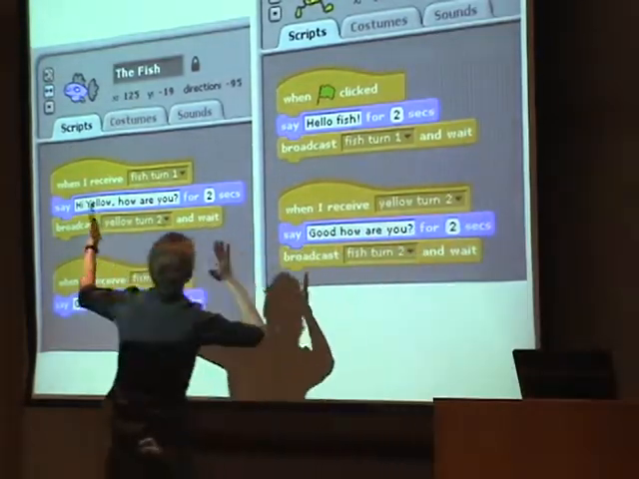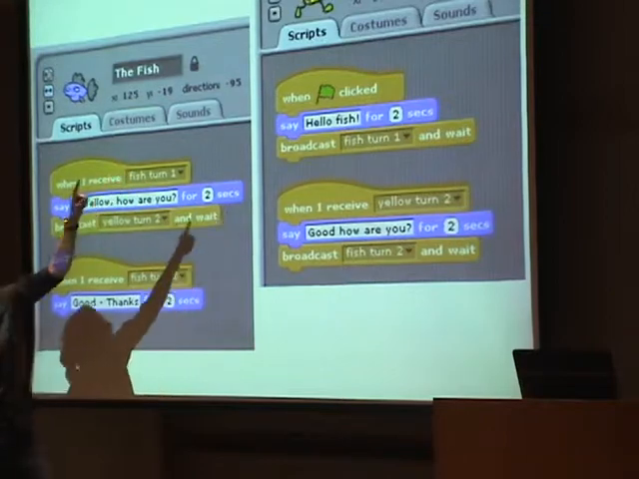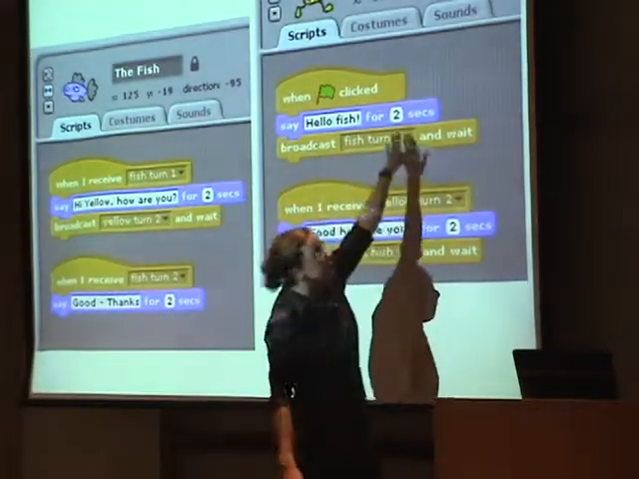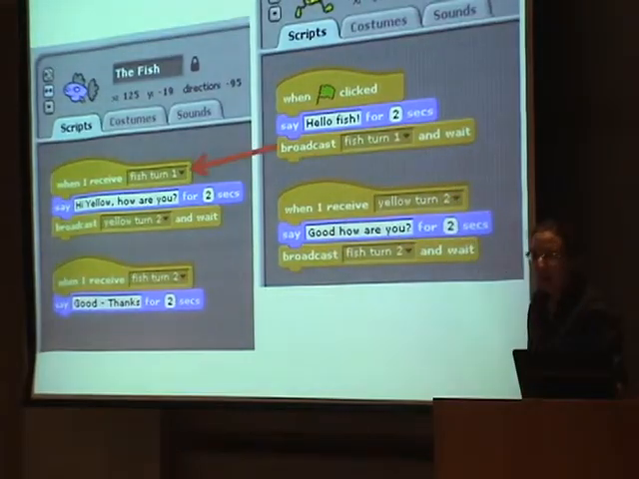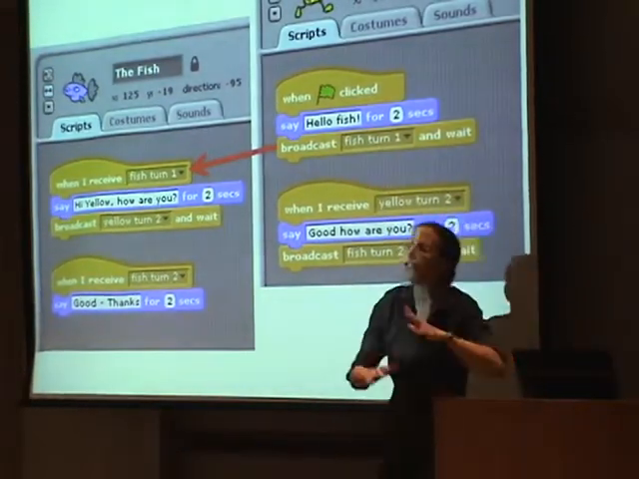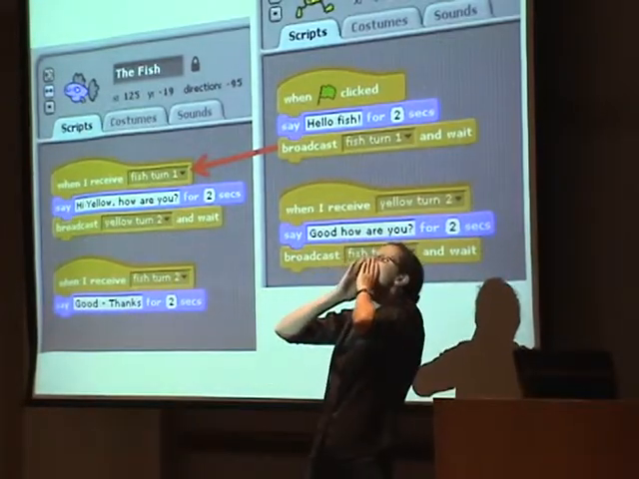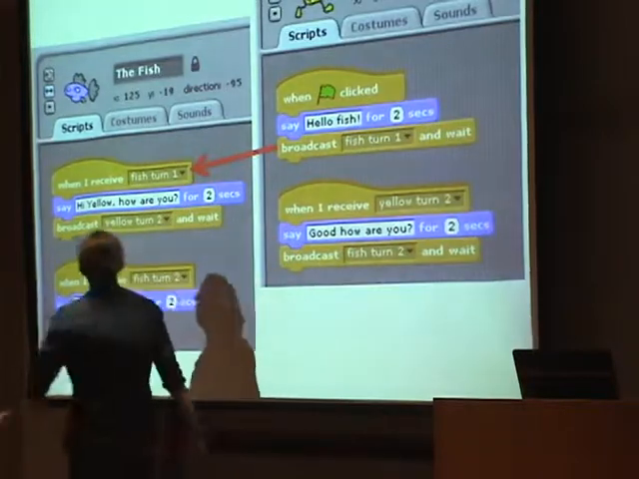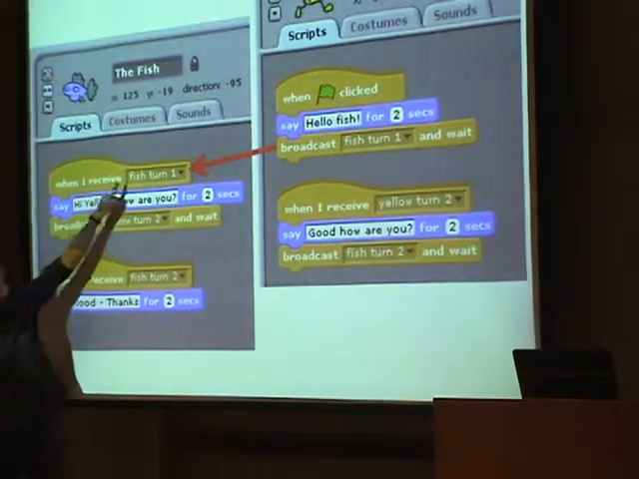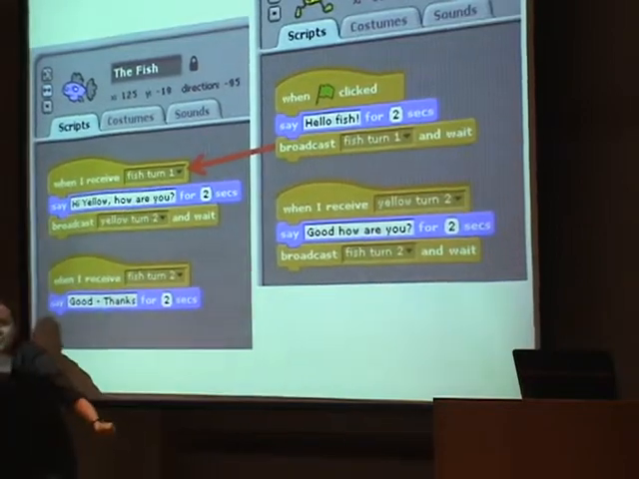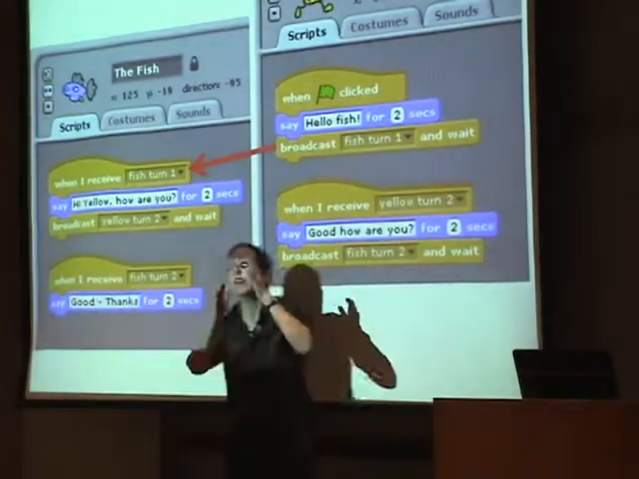And so you'll see I have 2 script areas. I have my yellow guy and I have the fish. Okay? After the yellow guy says hello fish, he's going to broadcast fish turn 1. That's like shouting out, fish turn 1! Okay, can you picture it? And so then anybody with a when I receive fish turn 1 hat says, oh, I'm ready to go. Okay? So this guy shouts out, fish turn 1!